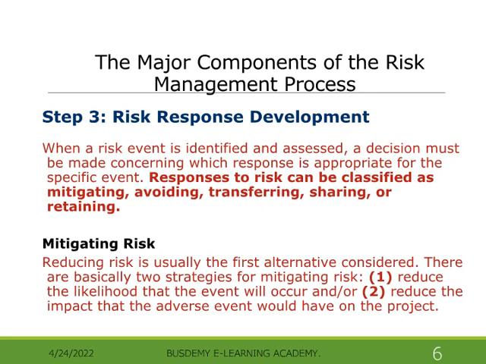Mitigating risk. Reducing risk is usually the first alternative considered. There are basically two strategies for mitigating risk: 1. Reduce the likelihood that the event will occur, and/or 2. Reduce the impact that the adverse event would have on the project.